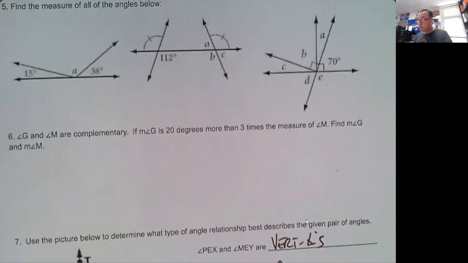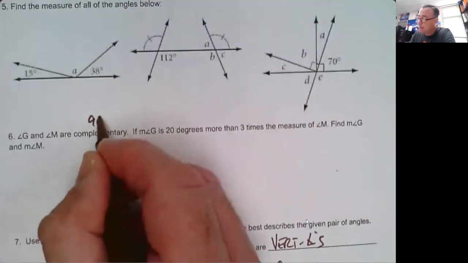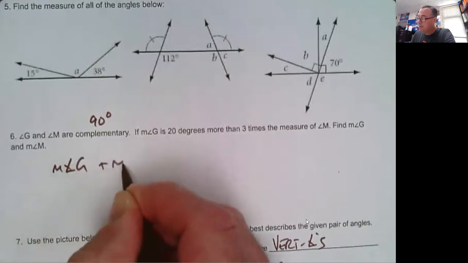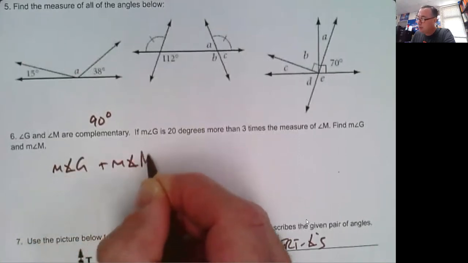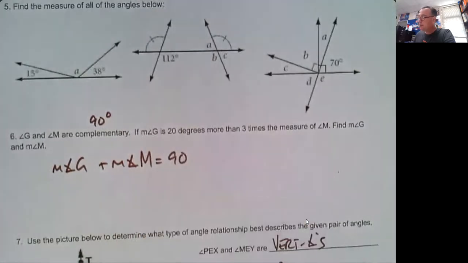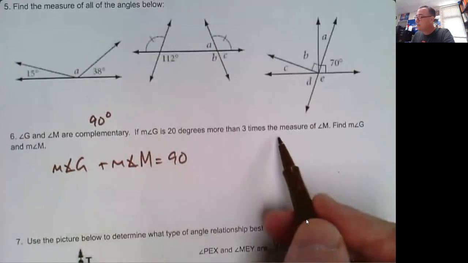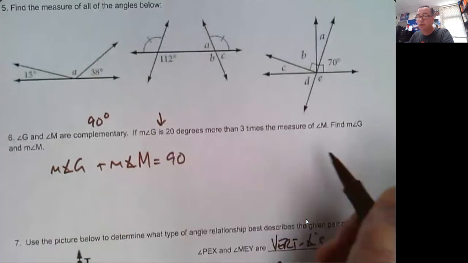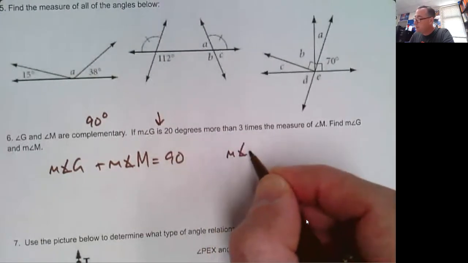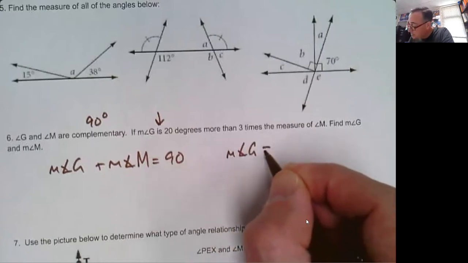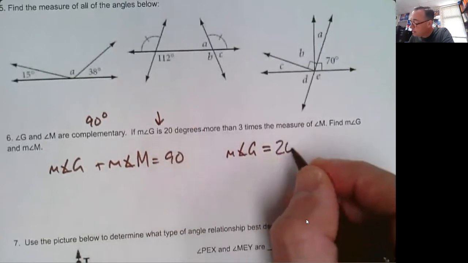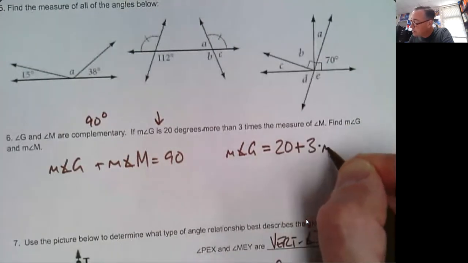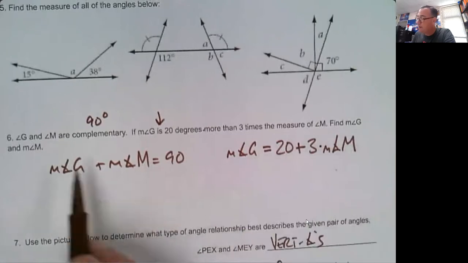All right, going back to this, when we say complementary, this means they add to 90 degrees. So this means that the measure of angle G plus the measure of angle M is equal to 90 degrees. G is 20 more than 3 times the measure of M. Okay, so when you see the word is, that's your equal sign, right? So the measure of angle G is 20 degrees more. So 20 plus 3 times the measure of angle M, and they want you to find the measure of angle G.